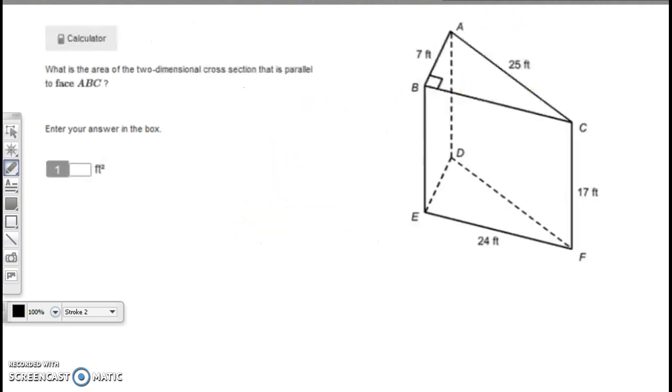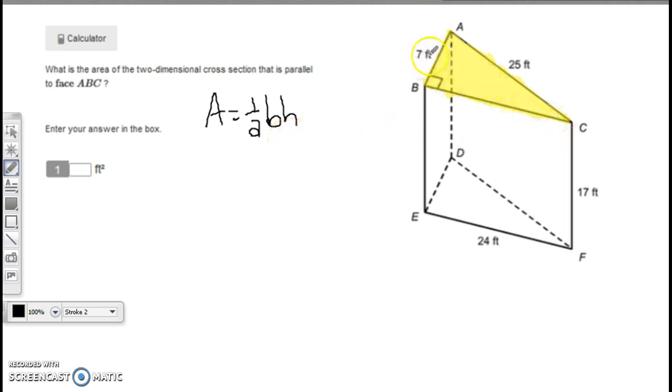All right, what is the area of the two-dimensional cross-section that is parallel to face ABC? So again, I'm going to start off by tracing out ABC. Notice this shape is a right triangle. If I slice a cross-section parallel to that, it's also going to be the same right triangle. So I need to find the area of this yellow right triangle. And again, all these area formulas are on your formula sheet, so you can check those out if you forgot them. This one's pretty fun because its area equals 1/2 base times height.